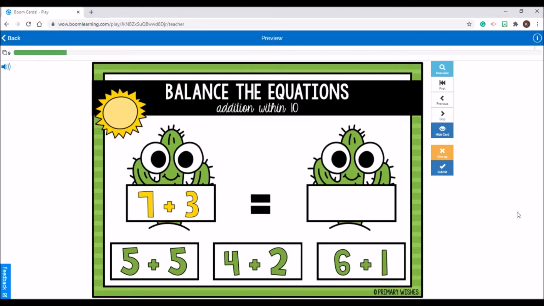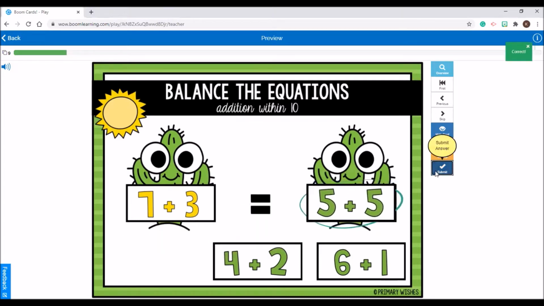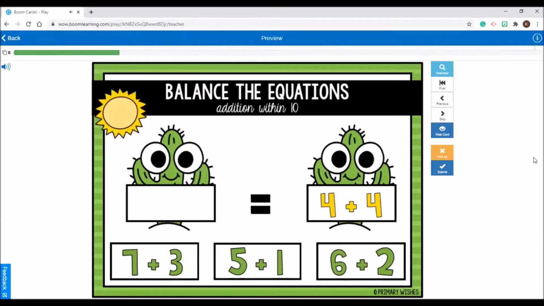7 plus 3 is equal to... I think you might be right. Let's check. Awesome. So something is the same as 4 plus 4. Which of these options is the same as 4 plus 4?